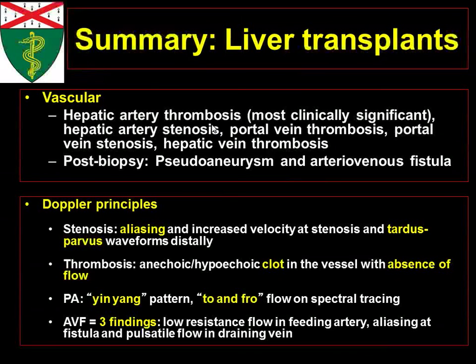Focus on the hepatic artery. Recognize hepatic artery stenosis with the tardus parvus waveforms. Recognize hepatic artery thrombosis, where you don't see any hepatic arterial flow, and sometimes you may be asked to give a vasodilator in order to detect these vessels. Recognize the appearance of pseudoaneurysms and arteriovenous fistulas. The latter can be challenging, at least I found it challenging as a resident. So go through the 3 criteria that you need in order to recognize an arteriovenous fistula, and you'll be fine.